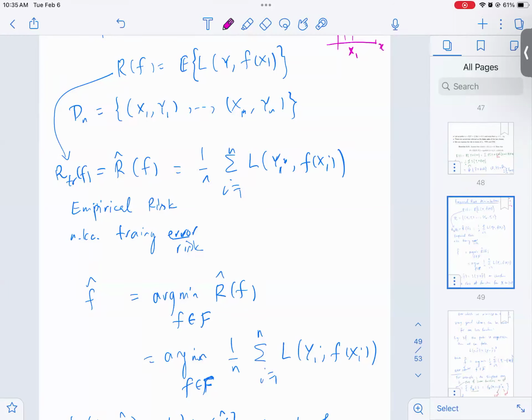So we want to use our estimate of the risk to actually construct the estimator. That would be the training risk, or empirical risk, whatever you want to call it, and we minimize it to find f. Any other questions?